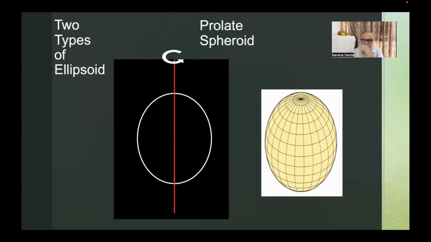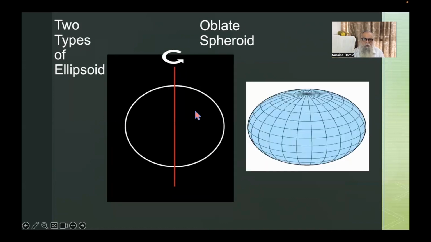So this is again the same illustration. For clarity, I'm now making it vertical. So this is an ellipse. We rotate the ellipse around this axis, and we get a prolate spheroid. These are highly exaggerated. This is not exactly how Earth actually is, but this is for the definition of these different types of spheroids.